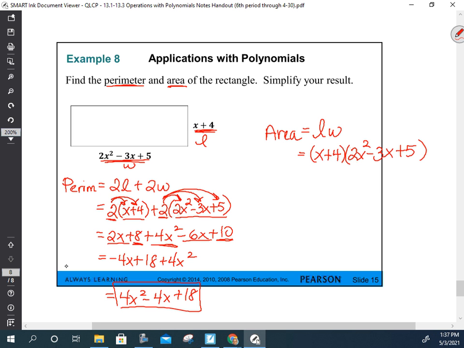So look at the setup of the problem. You have 2 terms times 3 terms. You cannot use FOIL with this. FOIL doesn't work with this type of problem. The only thing you can do is either distribute or use the Punnett square. Your choice. I'm going to distribute.